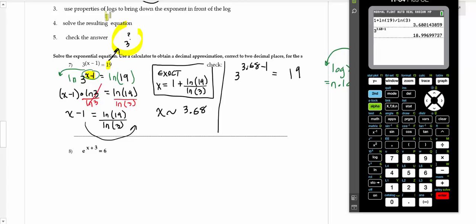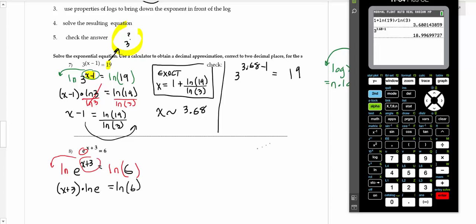Okay, so the next problem. This one we're going to do the same approach, same idea. Take the log of both sides. Now it's beneficial on this one to use the ln. It would work either way, but it's better to use the ln because you have a base e there. So I'm going to do ln of both sides. What do I do with the x plus 3? It goes down in front. That's kind of the key to doing these problems. So that would give you x plus 3 times ln of e equals ln of 6.